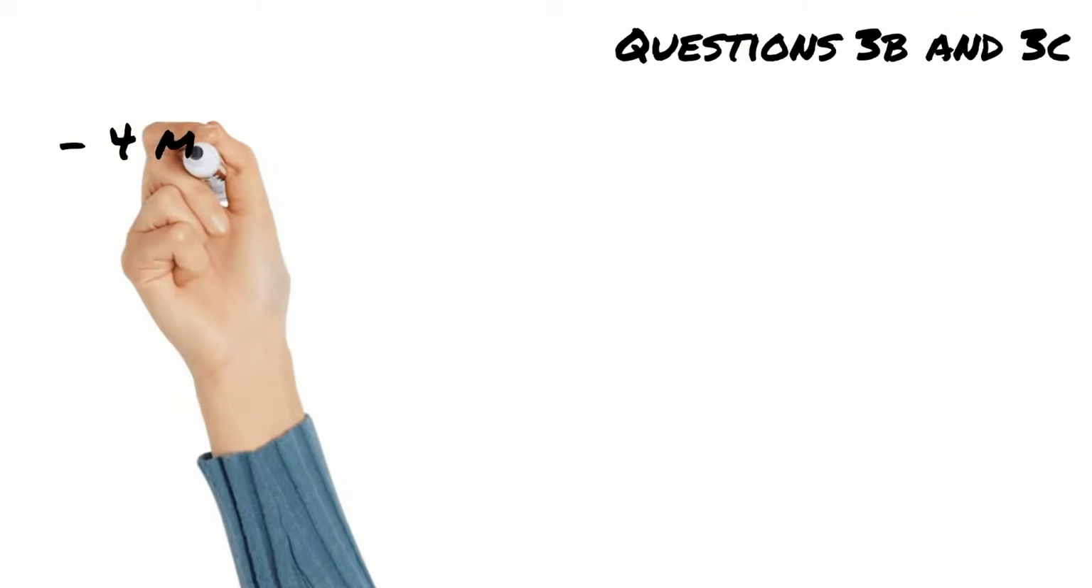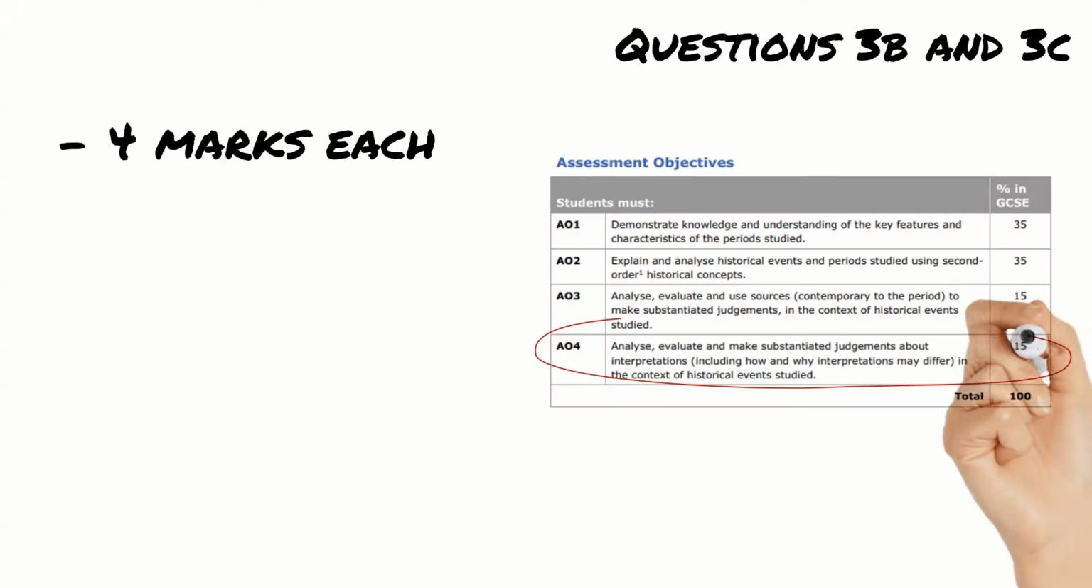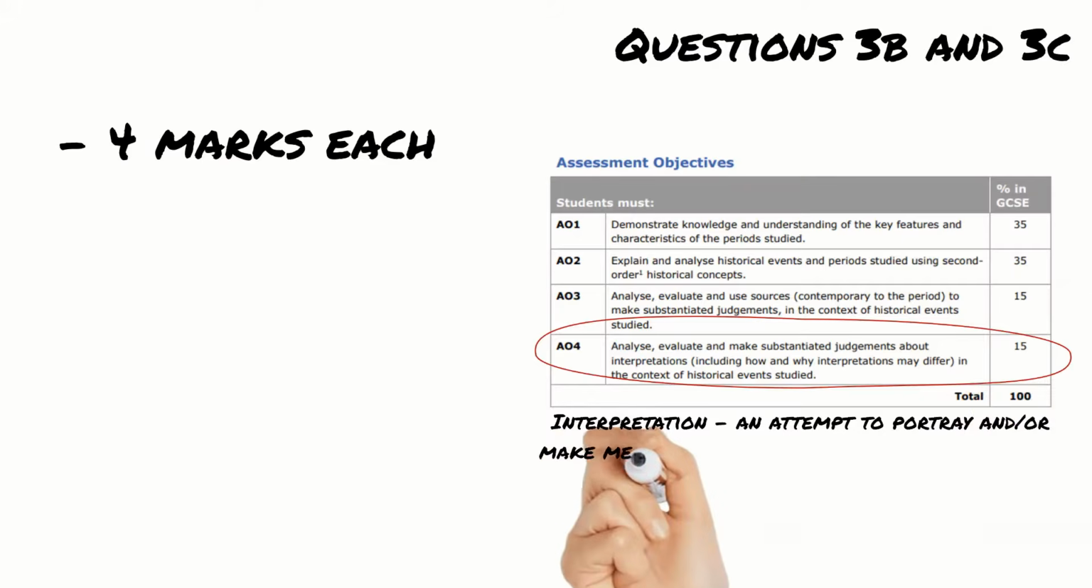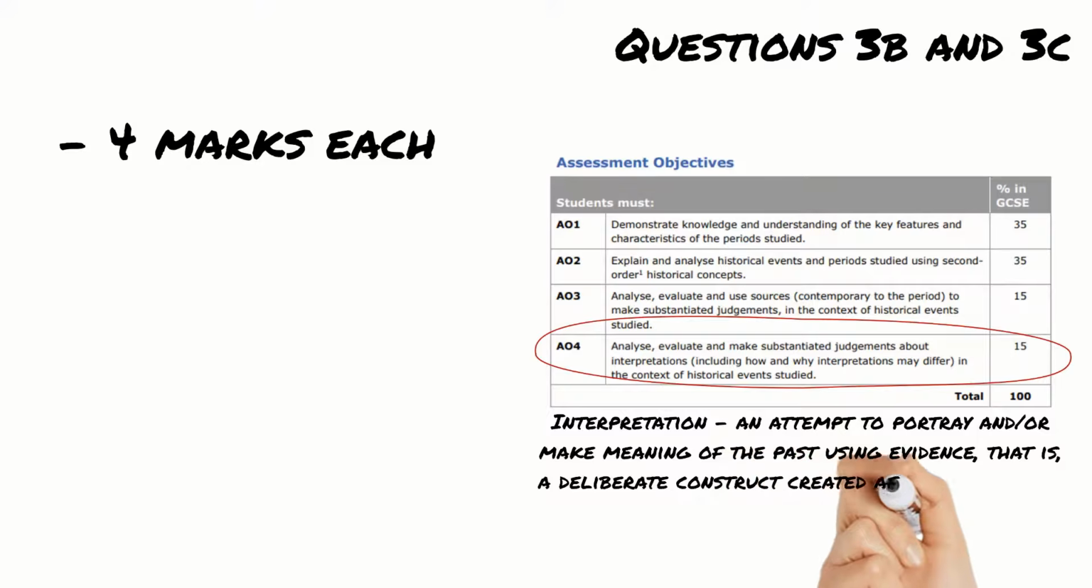Hi there guys, today we're going to be having a look at questions 3b and 3c on paper 3. Both questions carry 4 marks and are focused on AO4, which is analyse, evaluate and make judgments on interpretations. So what is an interpretation? Well, the exam boards say they are an attempt to portray and or make meaning of the past using evidence. That is a deliberate construct created after the events.